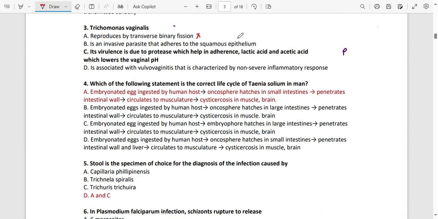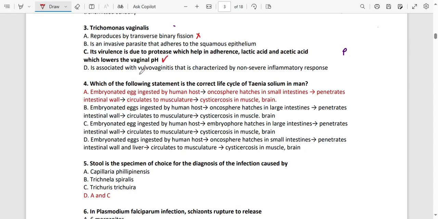Okay, about squamous, that is true, but about invasiveness, that's a lie, right? It is not invasive. And then C, its virulence is due to protease which helps in adherence, lactic acid and acetic acid which lowers the vaginal pH, and we've just said this is true, right?